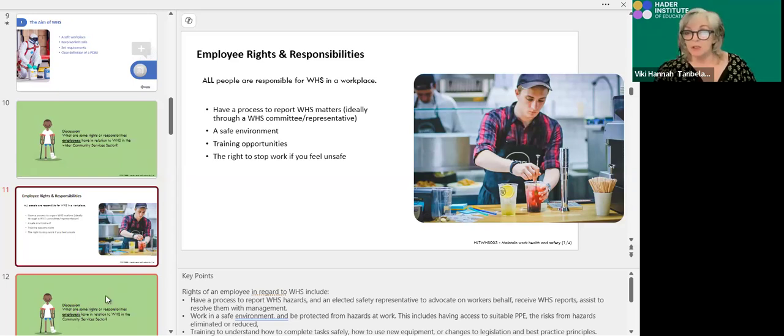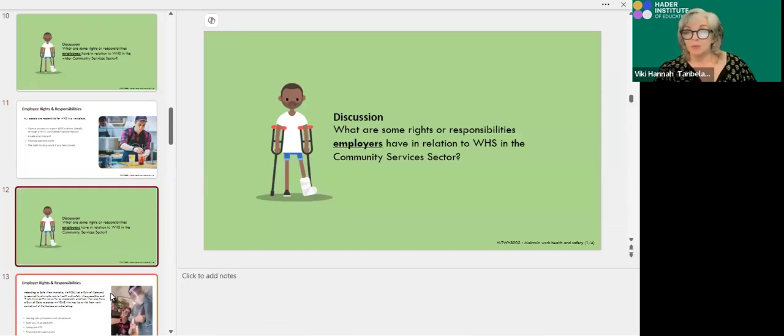Where did you get that information? Was it evidence-based? And put your reference in there with your answers. Another reflection point is, what do you think are the rights and responsibilities of an employer in relation to workplace health and safety in the community services sector?